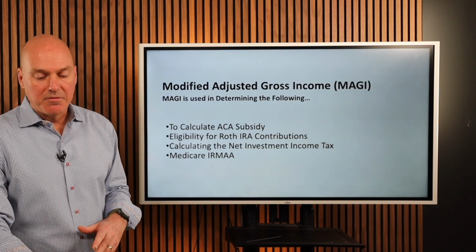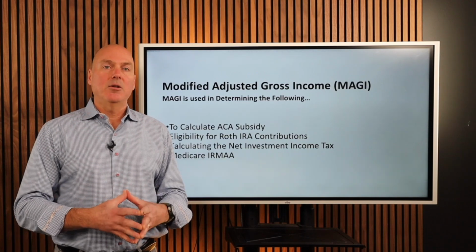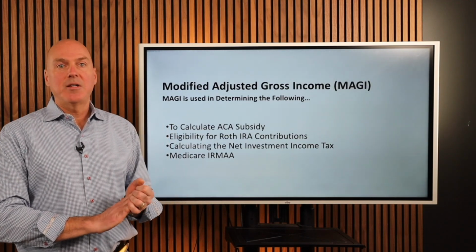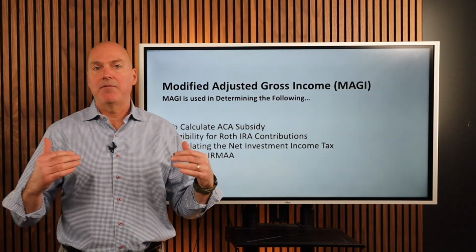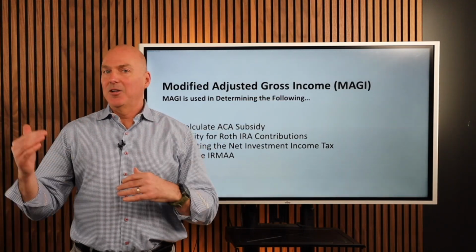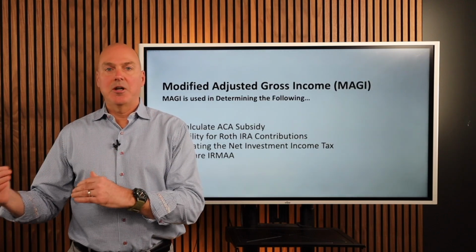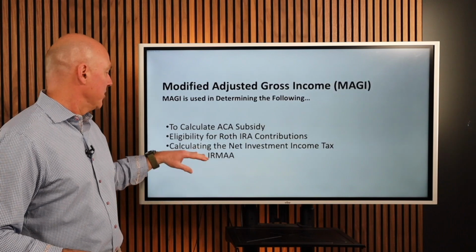But for 2025, it's $150,000 if you're filing a single or head of household tax return. And if you're filing a joint tax return, it's $236,000. And again, that's going to be tied to this modified adjusted gross income. I'll talk a little bit more about that and how it's calculated here in just a second. But that's what you're going to use for determining your eligibility for that Roth IRA contribution level.